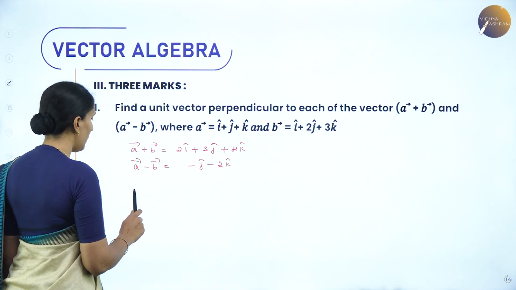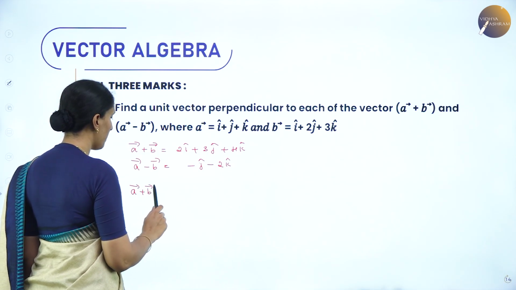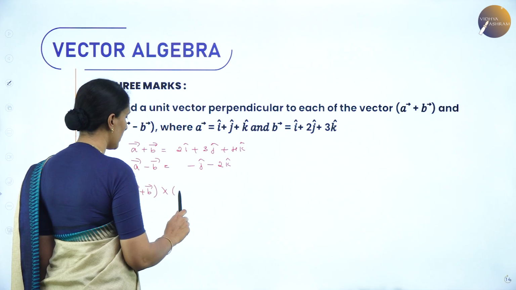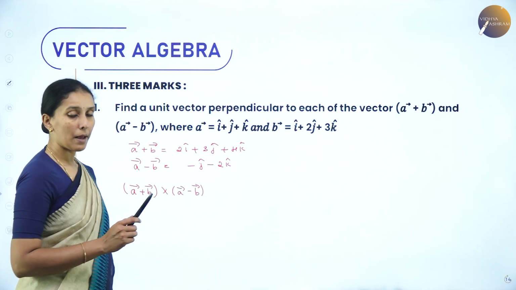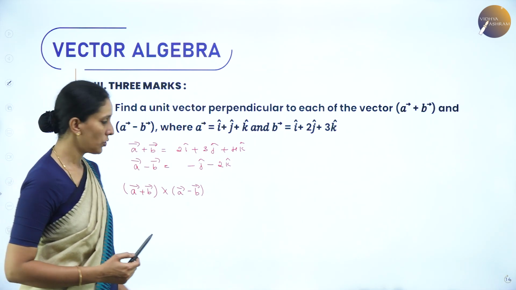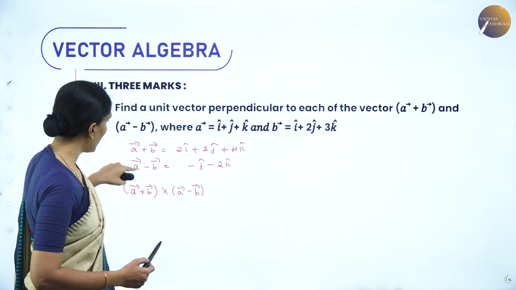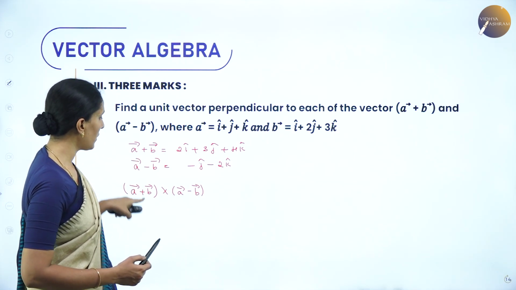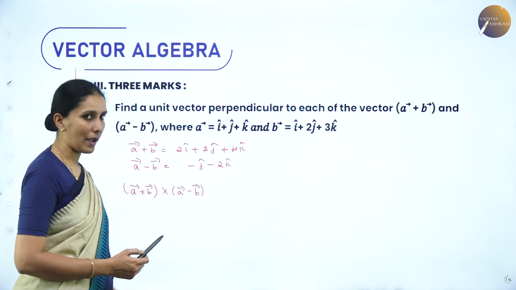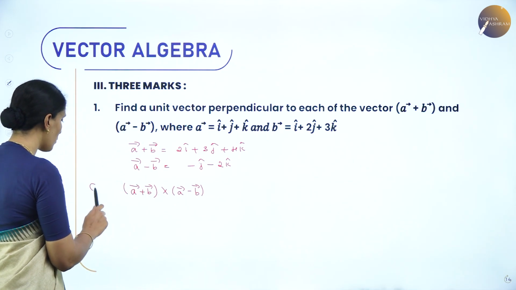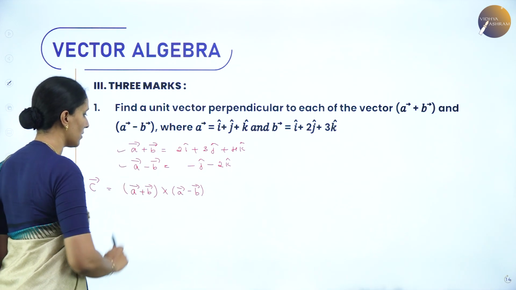So, now here we will take the cross product of these vectors, that is A plus B cross A minus B. So, we know that A cap is always vector A by its magnitude. So, first we need to find the vector which is perpendicular to both vectors. That means we need to take the cross product of these two vectors divided by its magnitude. So, let me consider this as vector C. So, vector C is nothing but the cross product of these two vectors.